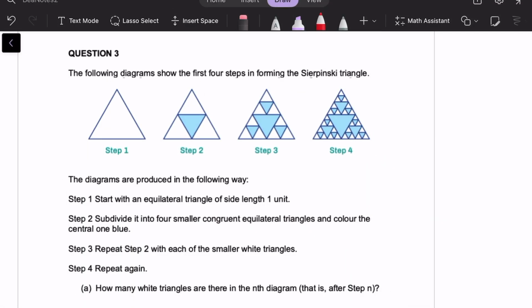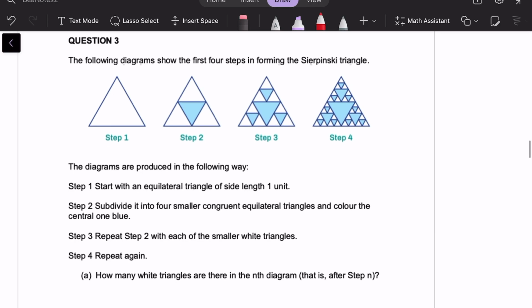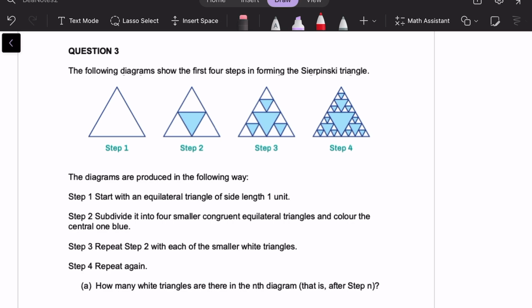We're up to question 3, almost there. Question 3 consists of a few triangles where in every step each of the smaller triangles is divided into 4 more triangles, and it gets like smaller and smaller. There's nothing particularly tricky about this question. It's more just finding a pattern and then writing it. So practicing your recursive and explicit formulas.